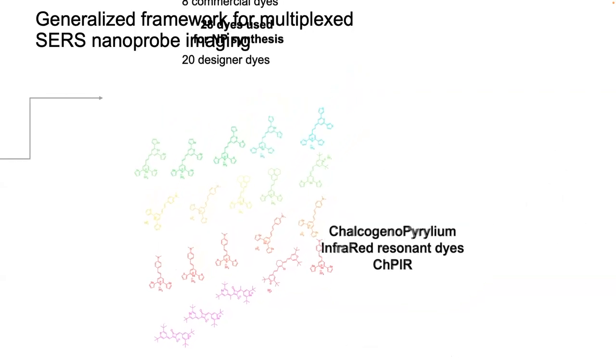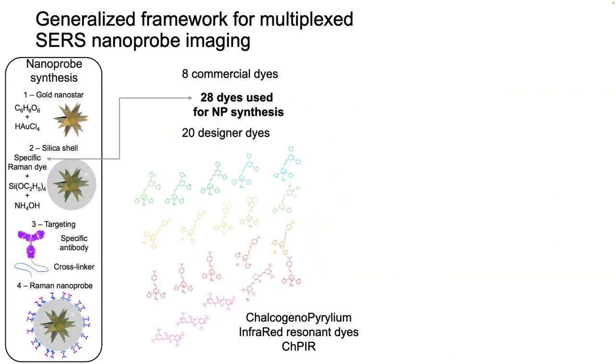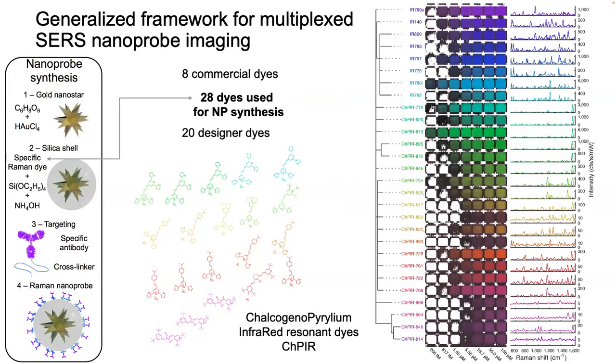And we use this to generate 20 different flavors of Raman, of SERS nanoparticles. And we added 8 more commercial dyes to have a panel of 28 different nanoprobes. And then we dealt with a problem where we wanted to image this in a way that made sense. We figured out that there was no easy way of doing this. We have to come up with an imaging algorithm.